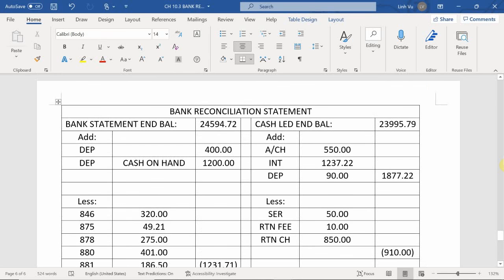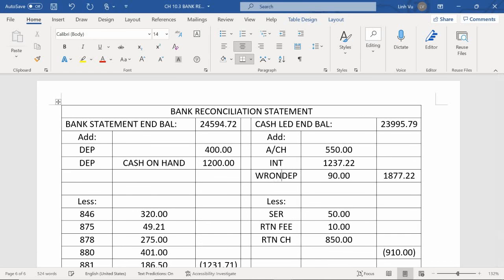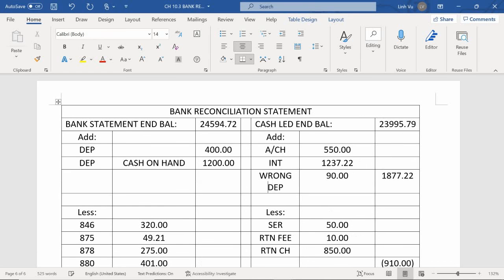So we had a few things here, right? We're missing a deposit, right, for the wrong amount. Right, a wrong amount deposit for $90, and we had the cash on our hands for $1,200, which the bank did not know we had, right? We're going to assume that we're going to make that deposit later on. So in this case, that's how we do the bank reconciliation.